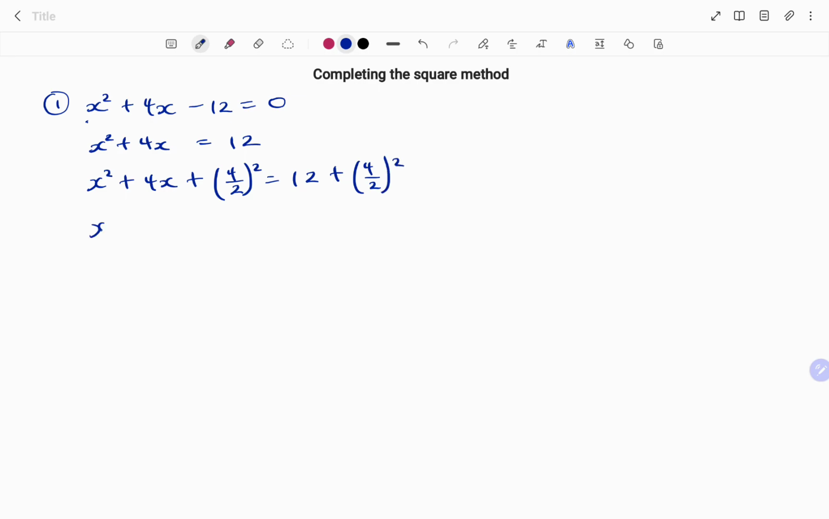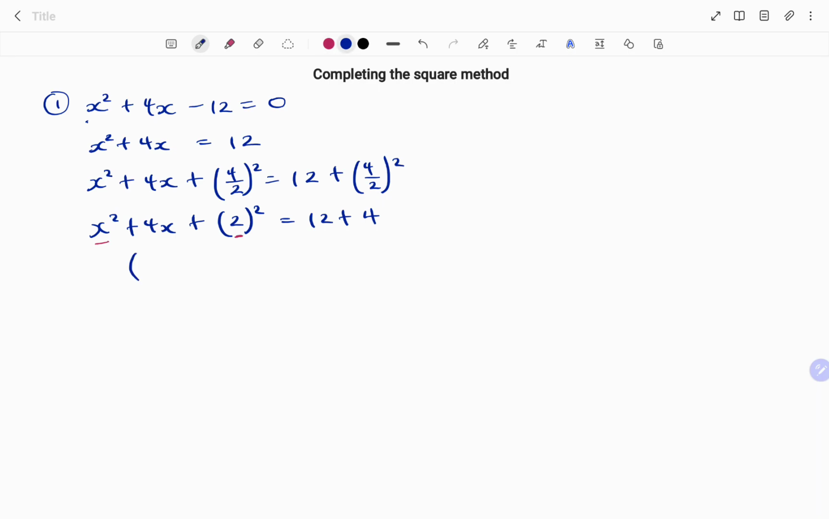This will give me x squared plus 4x plus 4 over 2, I'm going to change that to 2. 4 divided by 2 is 2 squared equals 12 plus, I'm going to expand this. That's 4 squared over 2 squared. That's 2 squared. That will give me 4. You can check that.